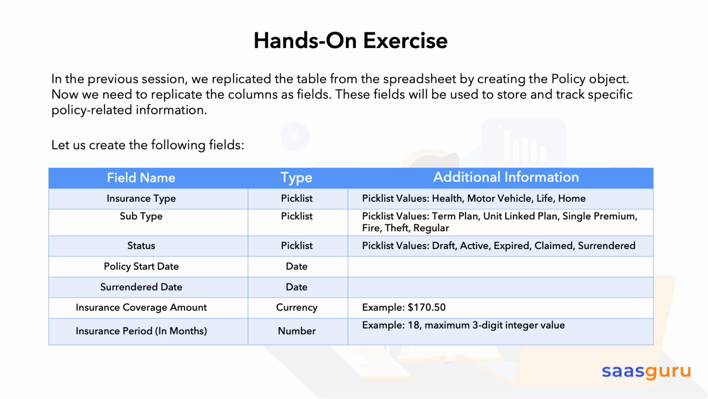Now, in order to move forward, we have created the object. It's time for us to create fields as in the columns. Now, what are the relevant columns? First one is insurance type. Insurance type would be the column, the field via which we will track the insurance type. The managers are going to track the type of the policy that the business is planning to sell. For example, if we are selling health insurance, the insurance type would be health. If it's motor vehicle, it should be motor vehicle or life or home. Subtype is again a bifurcation.